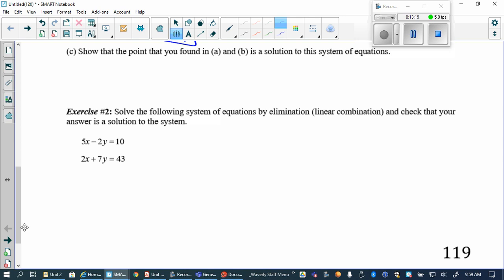So what I notice is neither 5 nor 2 go into each other, and nor do 2 or 7. They go into 10. So you're going to have to probably multiply both equations by something, right? Why don't you guys go ahead and do that? Think about which variable you want to make go away. One of them has to be positive, the other one negative, so when you add them, they disappear.